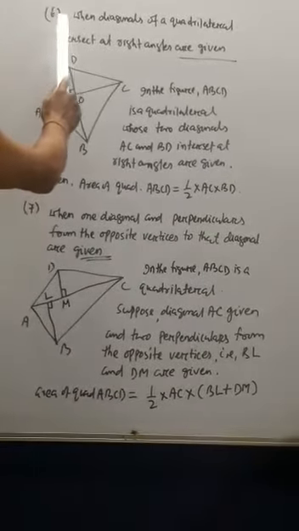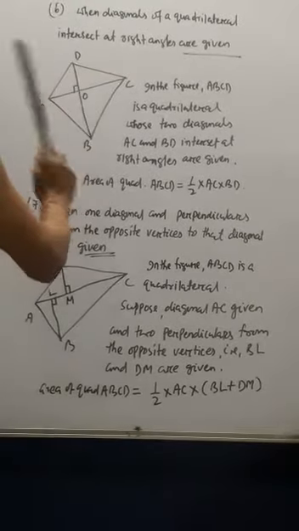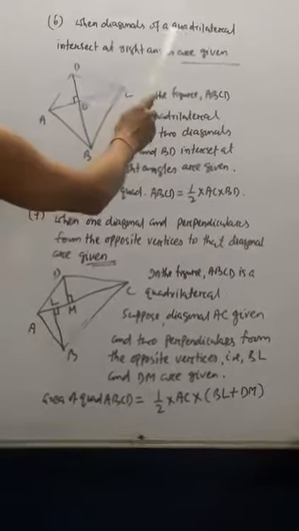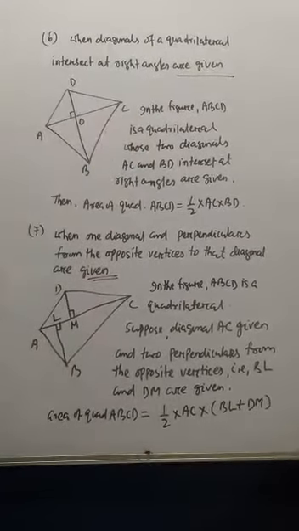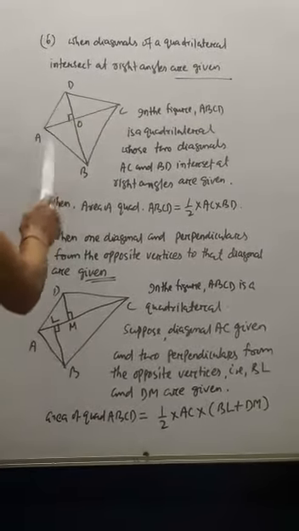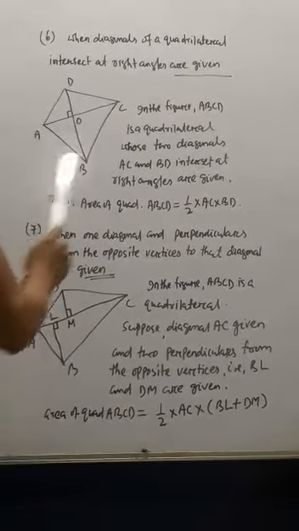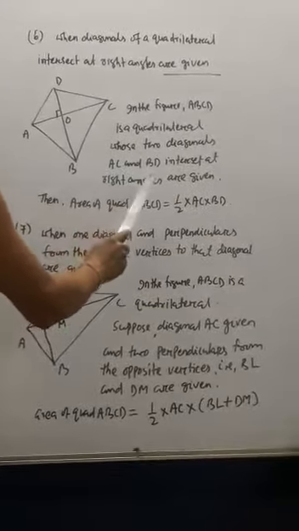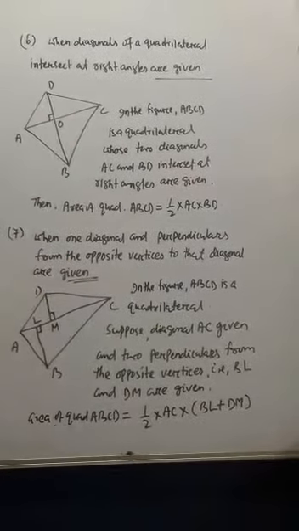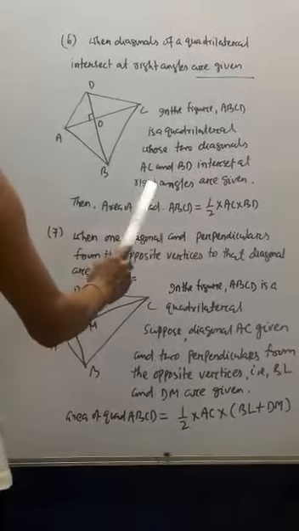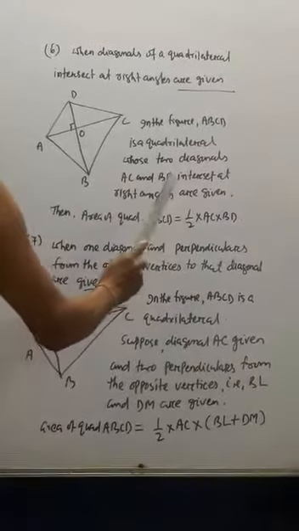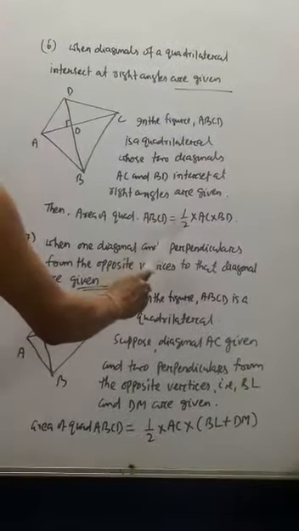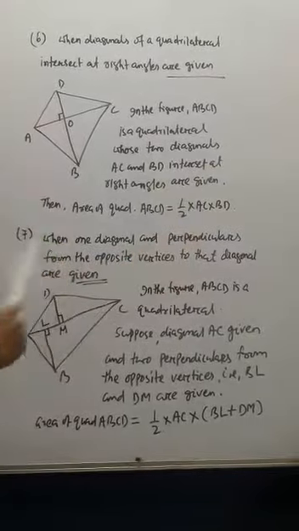Sixth point, this is one special quadrilateral. When two diagonals of a quadrilateral intersect at right angles, this is your condition. So in the diagram, ABCD is a quadrilateral whose two diagonals AC and BD intersect at right angles. Then area of the quadrilateral ABCD is equal to half into AC into BD. That means half into product of the diagonals.